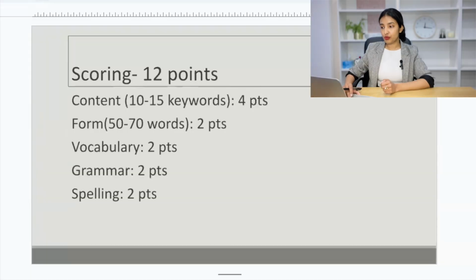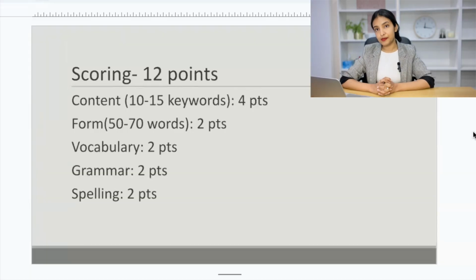And the scoring breakdown. This task is out of 12 points, and the 12 points are broken down into content, form, vocabulary, grammar, and spelling. As you can see, the highest weightage is for your content, which is why the best thing you can do to make this task easy is to take down as many phrases as possible from the audio. The most important aspect is how good you are at note taking, which of course you can improve by practicing.